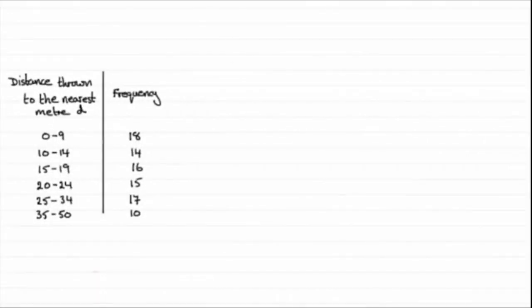Hi, in this tutorial, what I want to do is show you how we draw histograms. What I've got here is a group frequency table. It records the distance thrown by a number of people throwing a ball.